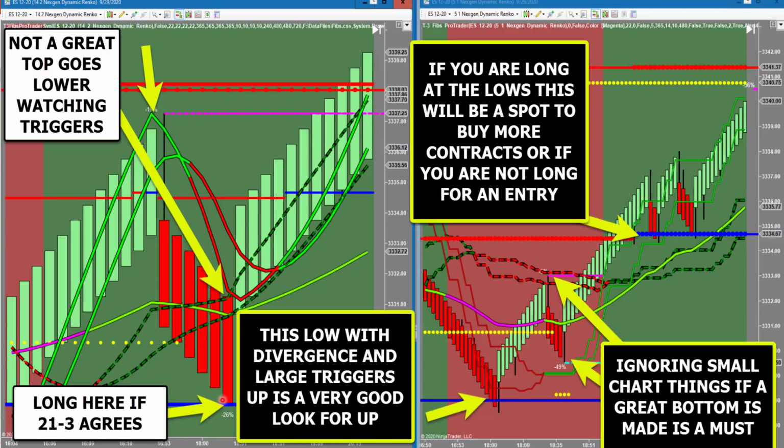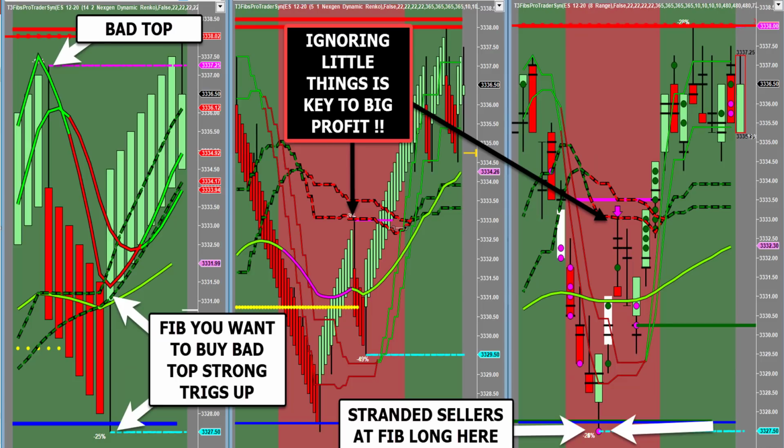One more time to say it because I have to say it 150 times. Not a great top makes a great bottom. If you get a great bottom, ignoring the small stuff, even the market flow becomes very important. White paint bars into trend trade spots become very helpful. Here's the double version of that, right?